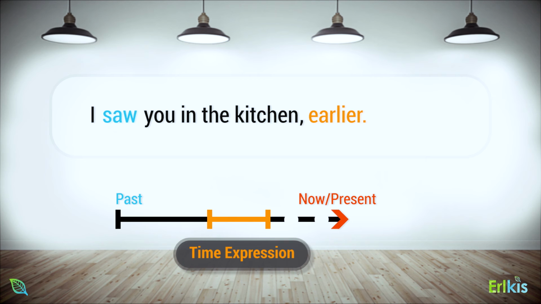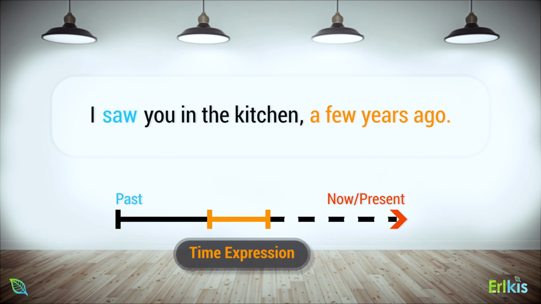Time expressions are often used with the simple past. Here are the most common examples. A minute ago, earlier, recently, this morning, yesterday, last week, last month, last year, and a few years ago. There are lots more, but these are the most common. And they are common depending on your time frame.